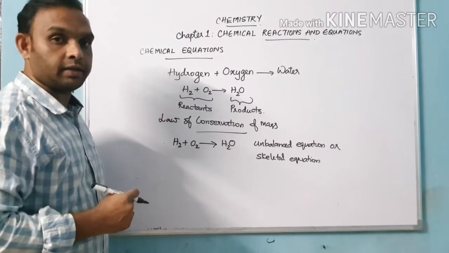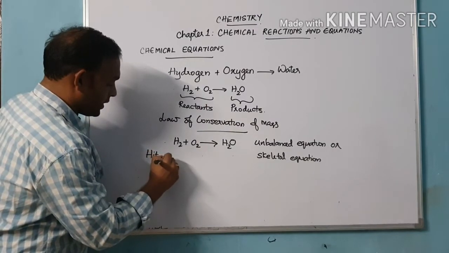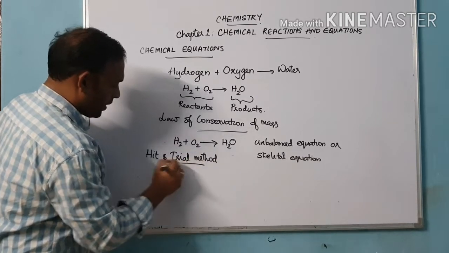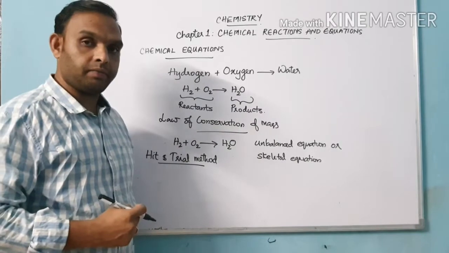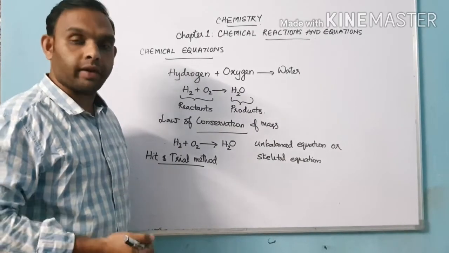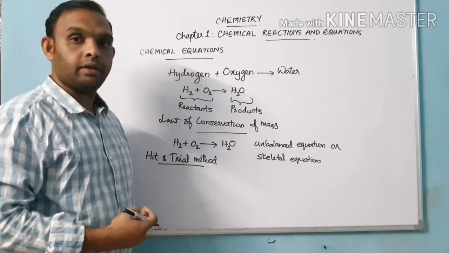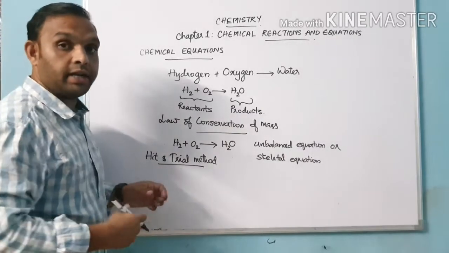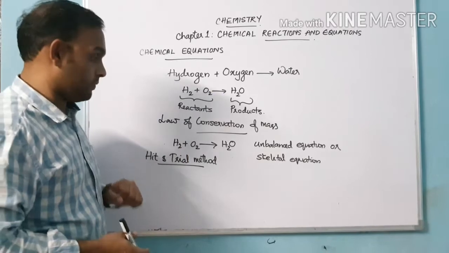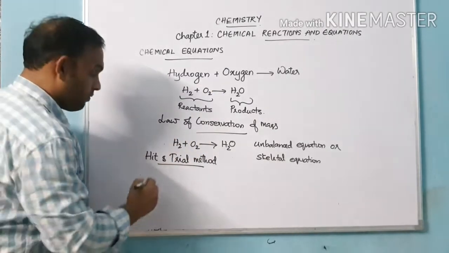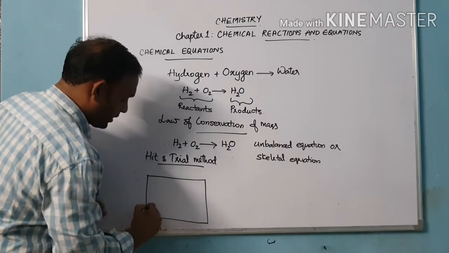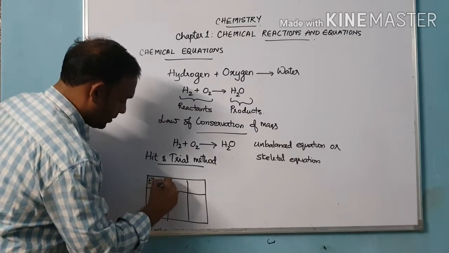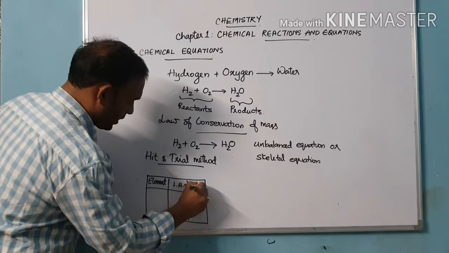We have two methods here. The first method is called the hit and trial method. Hit and trial method means we will do different trials to get a particular solution and then we will finalize an answer. For that, we have to tabulate in each step to get the correct answer. If you take this example itself, we can tabulate the elements like this. Here we have element, then LHS and RHS.